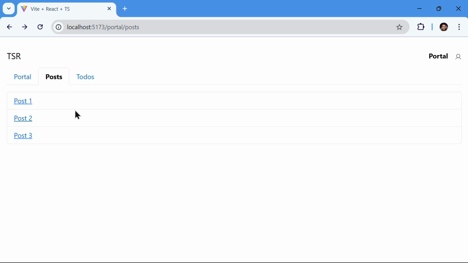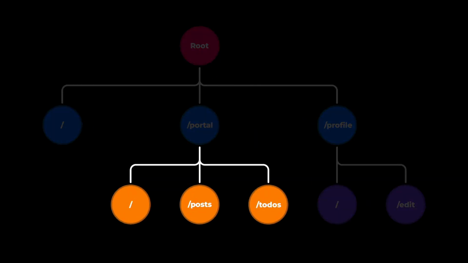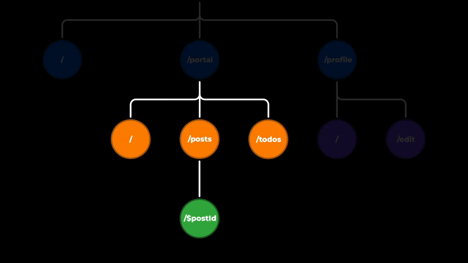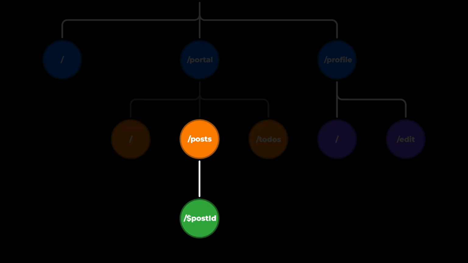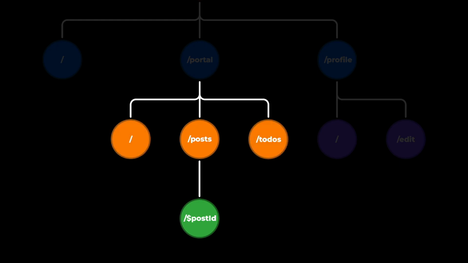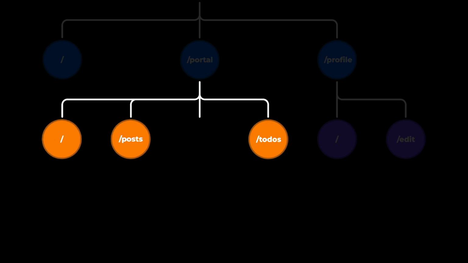Now, how does that actually work? Well, initially, the dynamic route is treated as a child route of posts. And child routes, as you know, are nested inside their parent. But by adding an underscore after posts, we tell the router that the dynamic route is not a child of posts, but a sibling. So it's on the same level as posts. And that's why it's no longer nested inside posts, but rather inside root.